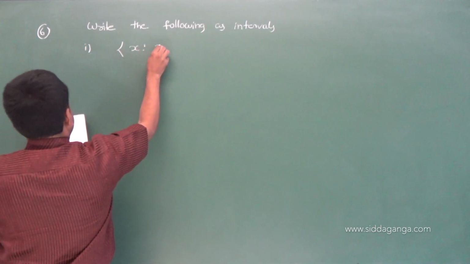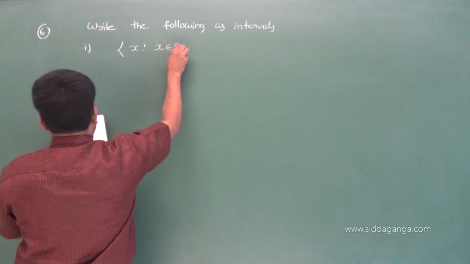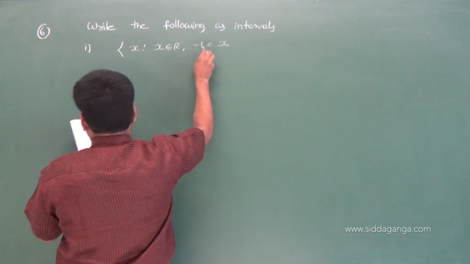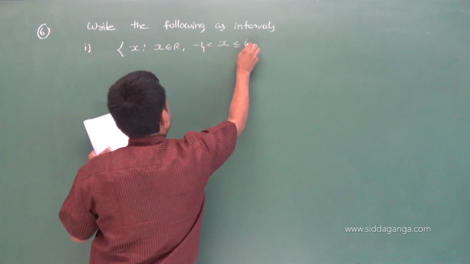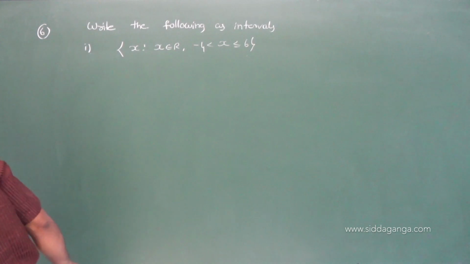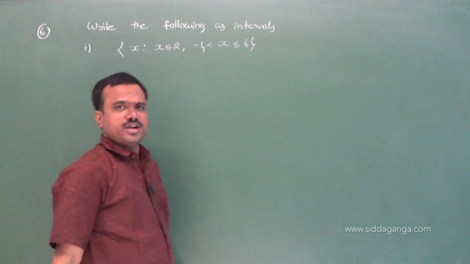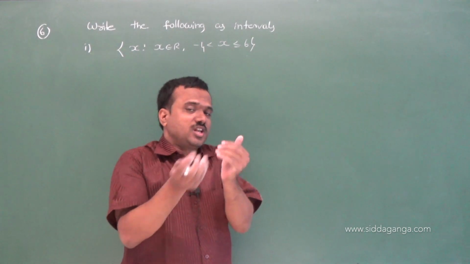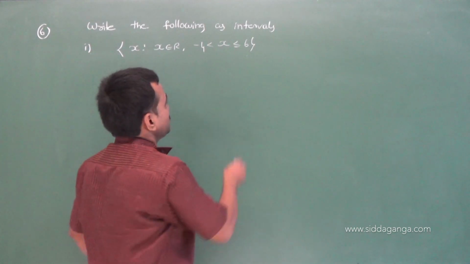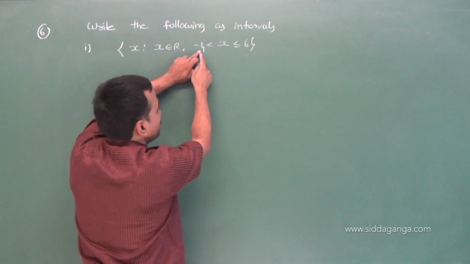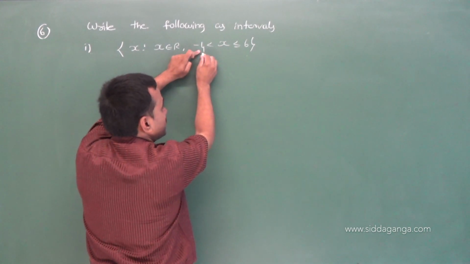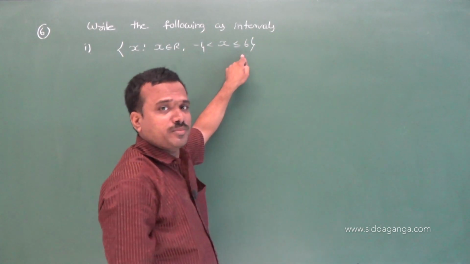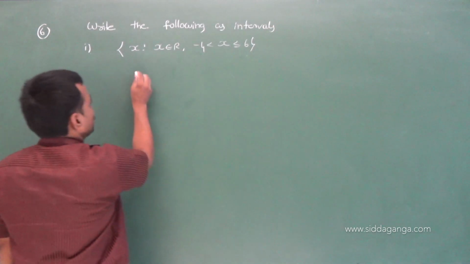X such that X belongs to R, X is greater than minus 4, less than or equal to 6. We discussed intervals in the last class. So X greater than minus 4 means this is excluded. X less than or equal to 6 means this must be included. So the solution.